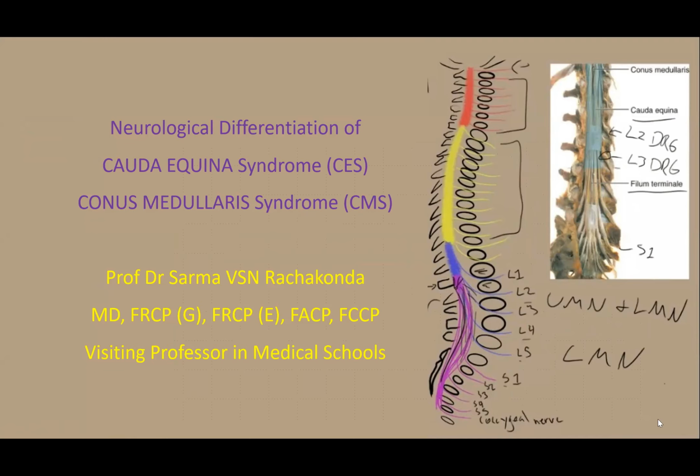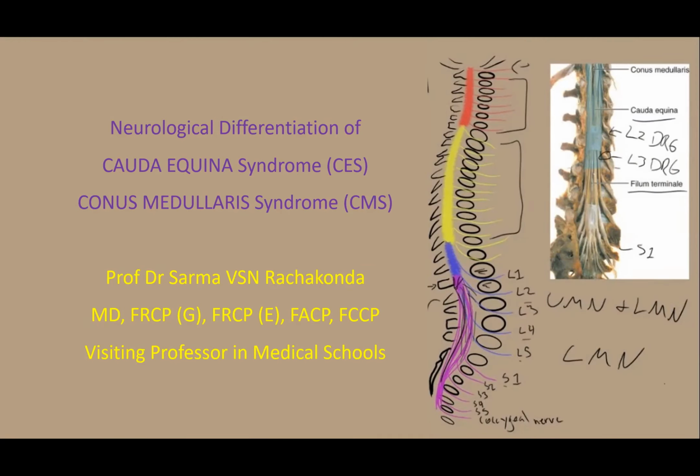You can do an MRI and find out whether it is Conus or Cauda. That is different. Neurological differentiation of Cauda equina syndrome, which is standardly called CES, and Conus medullaris syndrome, called CMS. Okay, sir. So neurologically, how to distinguish? You can see the diagram there, a handwritten diagram.